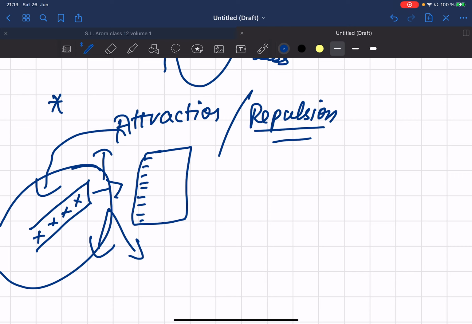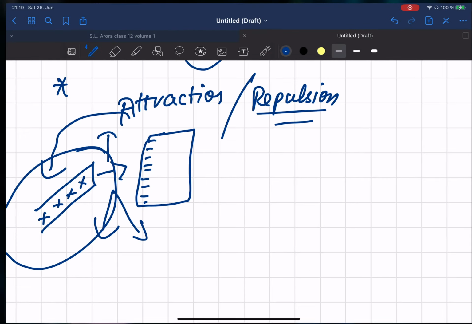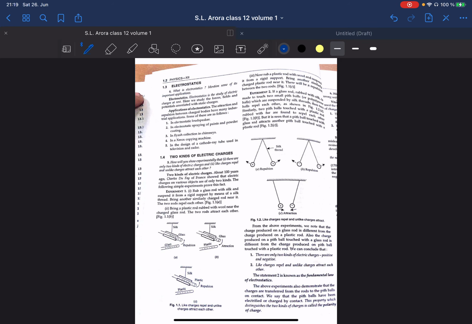Okay guys, so let's talk more about it. I'll open the book for you guys to see where we are right now.